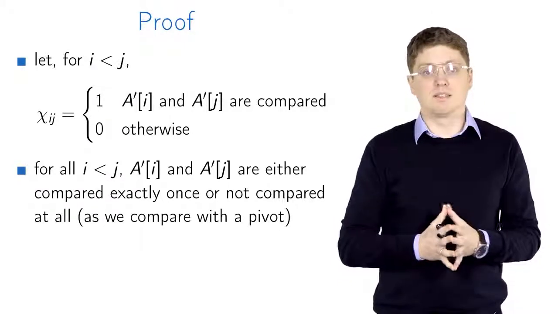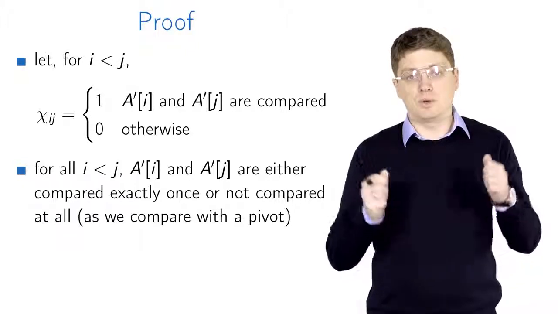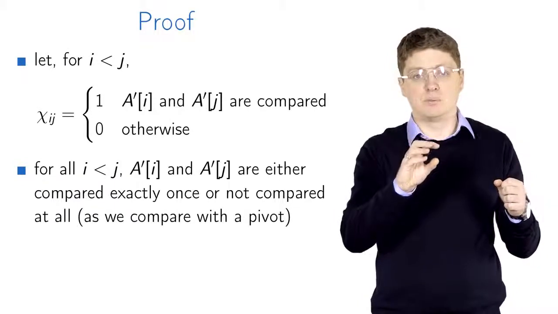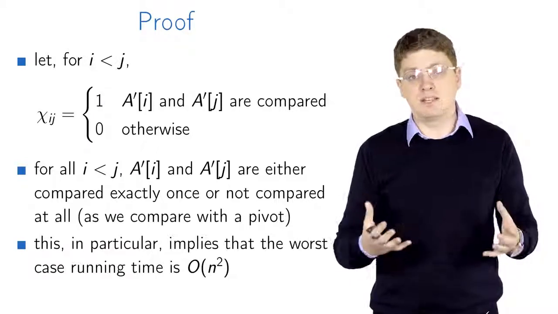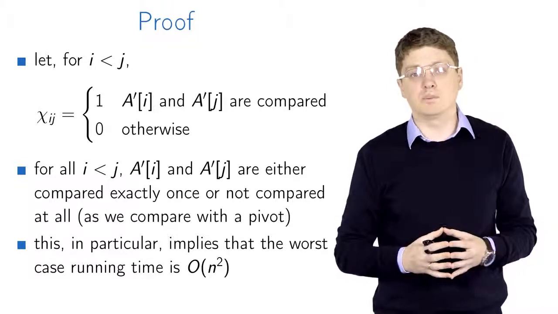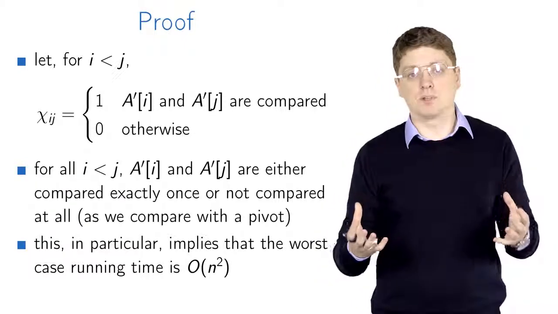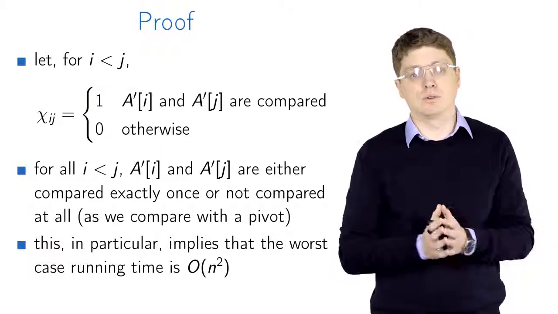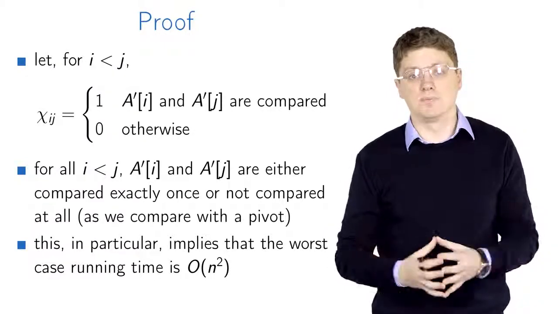This also means that right after the call of this partition procedure, we are not going to use this pivot element. We will put the pivot element into its final place, and we are not going to touch it in any of the subsequent calls. This immediately implies the quadratic upper bound on the worst case running time of our algorithm. Once again, we have a quadratic number of possible pairs of elements. And each pair of elements is either compared once or not compared at all. Right? So the running time in the worst case is quadratic.